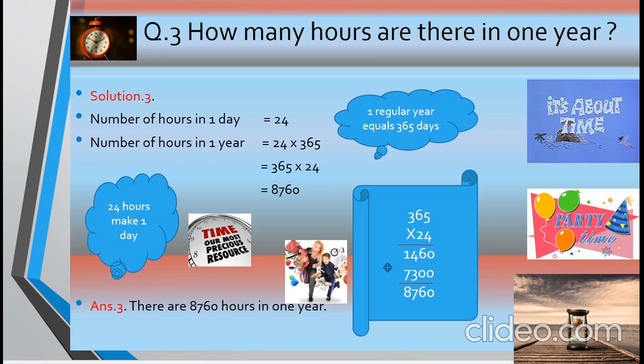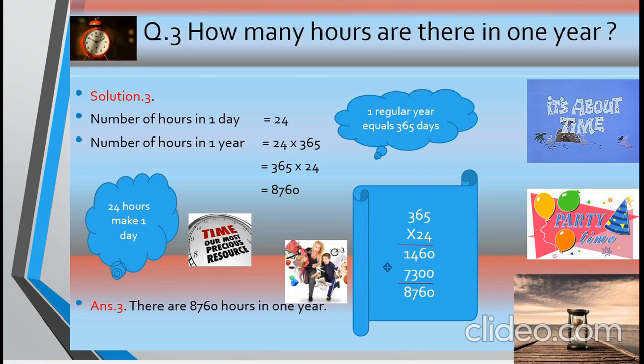As well, another hidden number is how many days are there in 1 year. In general, year represents the regular year. So you know very well that in one regular year there are 365 days.